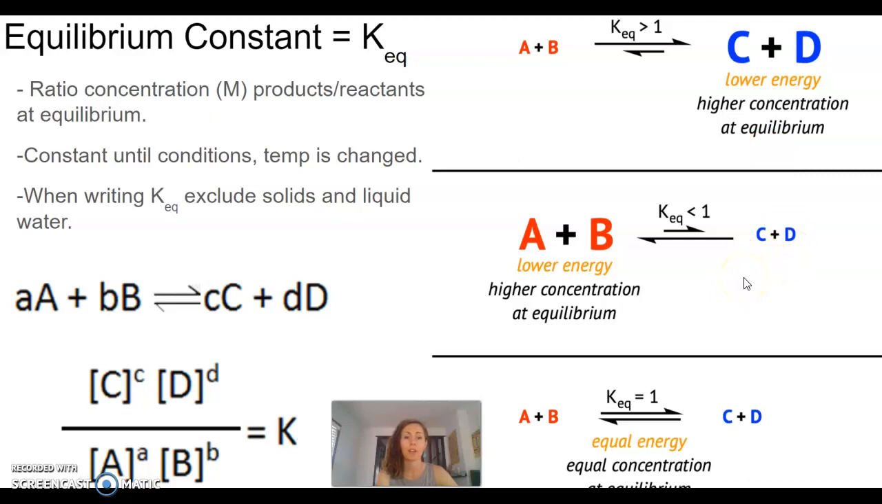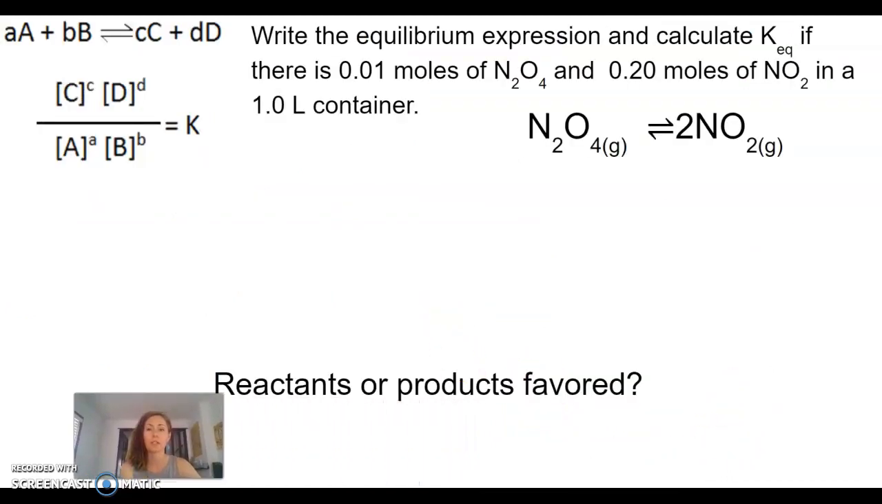If my K value is less than 1, that means that my denominator, or my reactants, are in higher concentration than my products, the numerator. That is going to lead to a higher concentration of reactants at equilibrium. If my KEQ value is 1, that means that at equilibrium I'm going to have equal concentrations of both reactants and products. So let's take a look at calculating one of these.